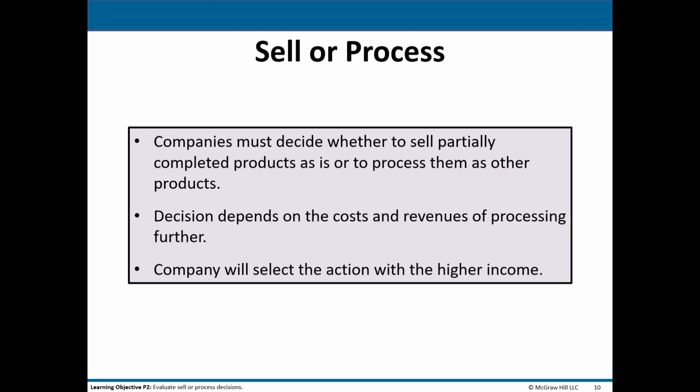To illustrate, suppose that a company has spent $30,000 to harvest peanuts. The company can sell the peanuts to another manufacturer as raw material for $50,000. Alternatively, it can process them further and produce a nutritional supplement. Processing them further costs an additional $80,000 and will result in revenues of $150,000. So the company must decide whether selling as is or processing further produces the higher income.